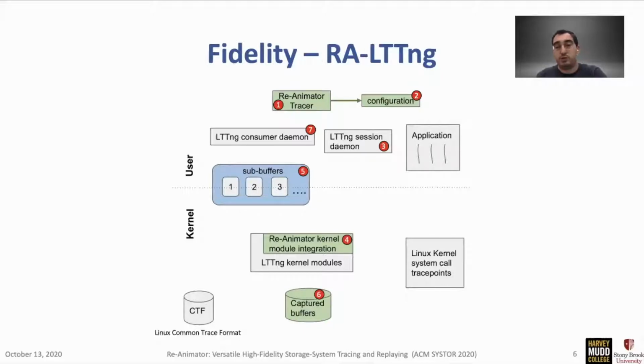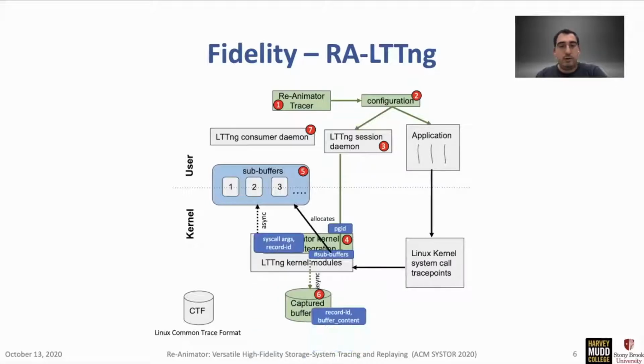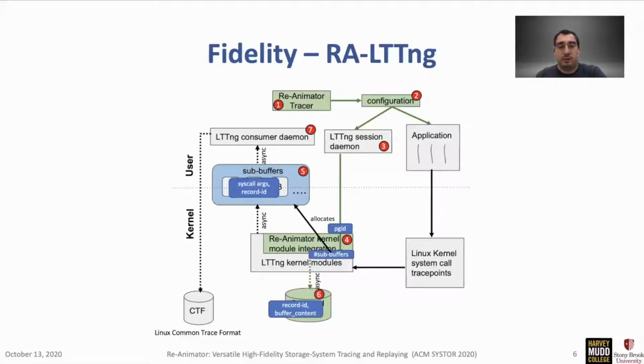The Re-Animator tracer is an orchestration tool responsible for both configuring tracing and executing the traced applications. The configuration part includes configuring Re-Animator for following forked processes, setting the number of subbuffers, and enabling trace points. After that, the traced application starts running and issues system calls. Re-Animator collects data buffers and creates a record for them, which contains a record ID. This record ID is the same as the record ID in the metadata records. Captured buffers are collected into a file with our own format, and metadata records are collected into the CTF file. These two files will be processed together by Babeltrace after tracing ends, as an offline process.